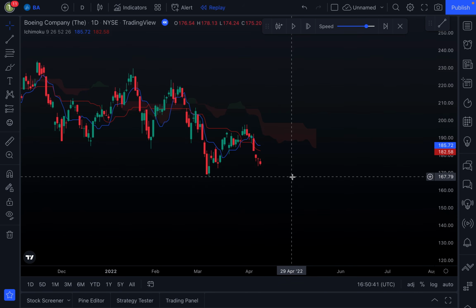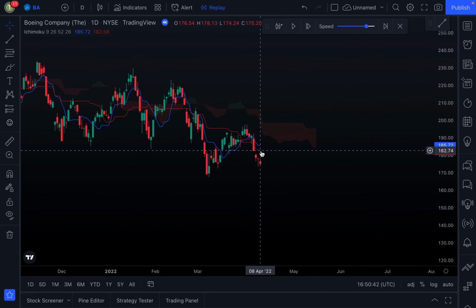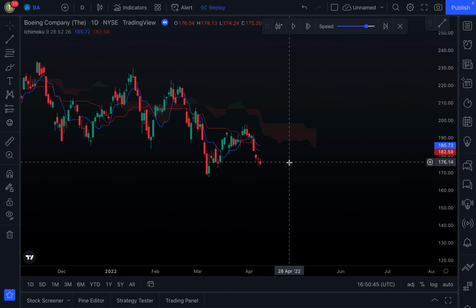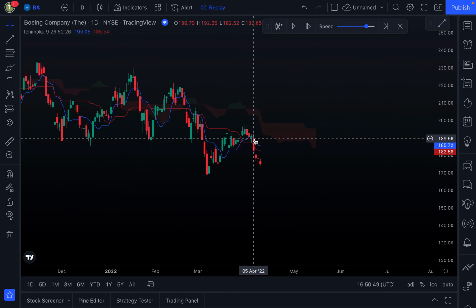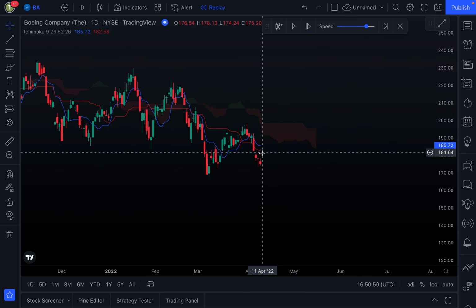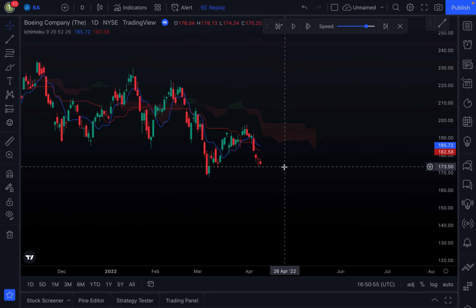Now, when it comes to a downtrend here, we want to look for a bearish crossover. A bearish crossover is going to be when the conversion line crosses below the baseline, or the blue line goes below the red line. So we're looking for that crossover here to potentially go short. And so let's go ahead and continue this here. Let's play it a little bit here.